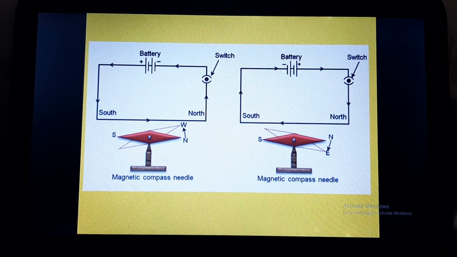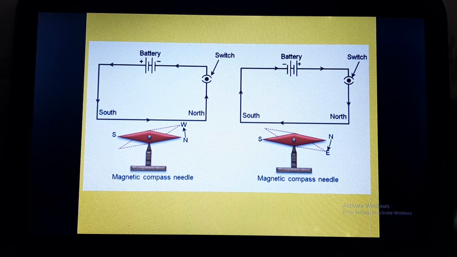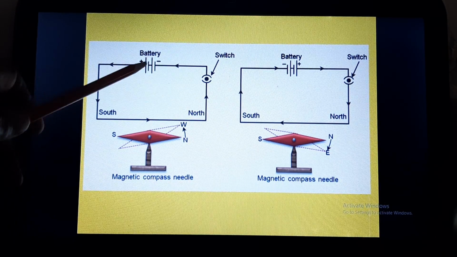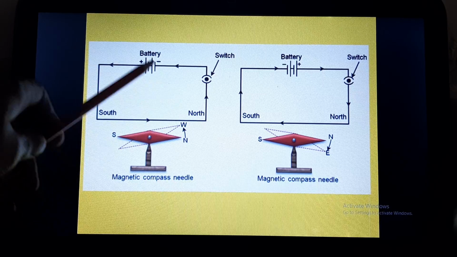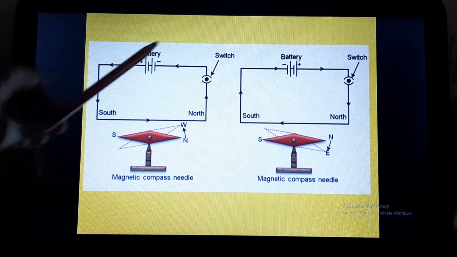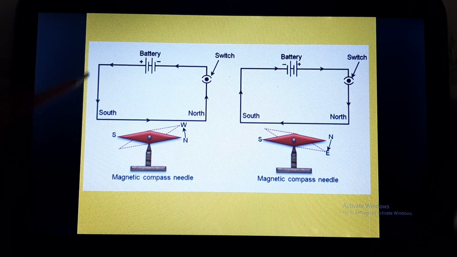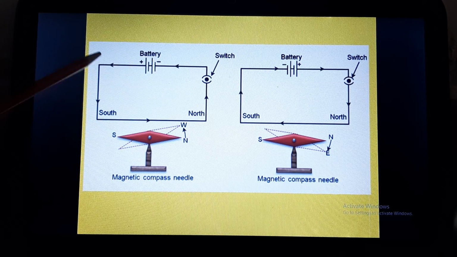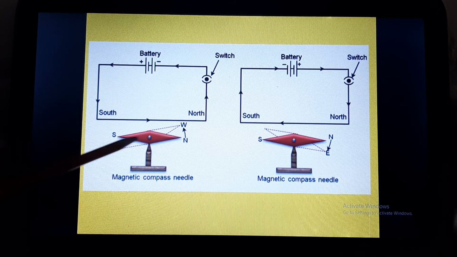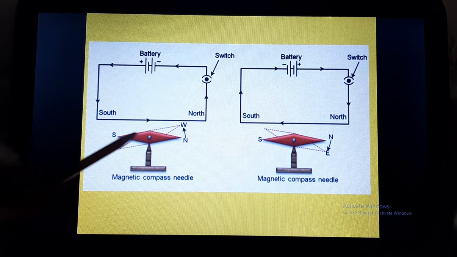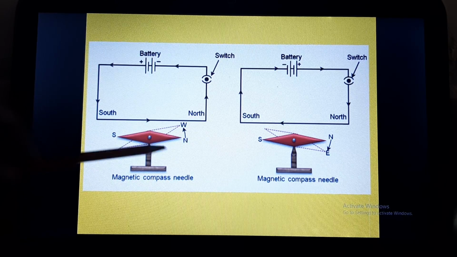So here we were talking about the magnetic compass needle. Here is the circuit, and you see that the battery is connected and the current is flowing through this wire. This is the symbol of switch. This is battery, and this plain line shows wire. So what is happening here? Current is flowing through the wire, and this device is the compass needle, which in its usual position is north south. It aligns in north and south.